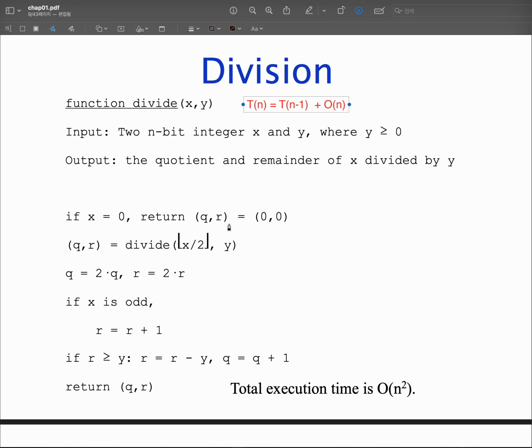So in this case, look at this. This one takes big O of 1. This one takes T(n minus 1), and this one, by shift operation, is big O of 1 by shift operation. And this is odd and even, so this is addition by 1.